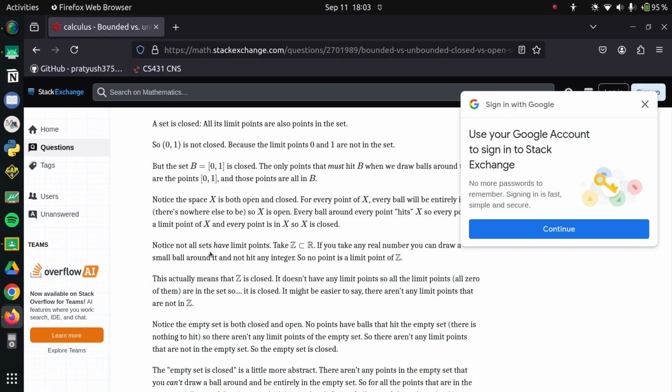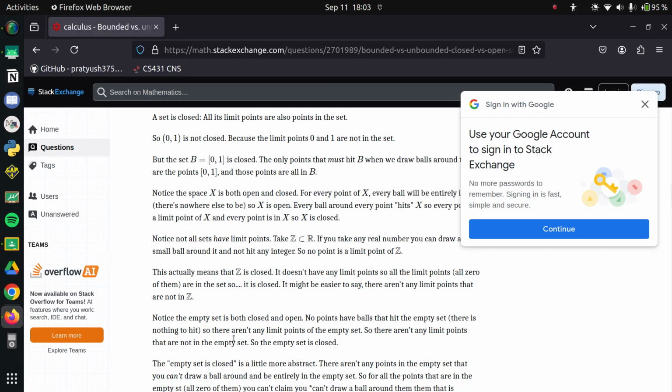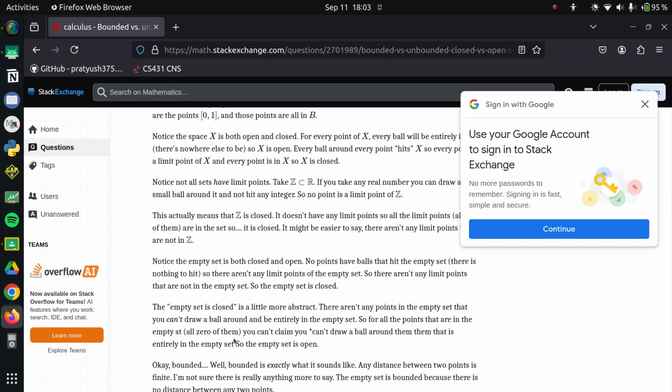Oh yeah. What about this one? The empty set is closed. So once again, the definition of closed is that every limit would also be in the set. Now in the empty set, there is no sequence to form. So what limit? What are you even talking about? Yeah.